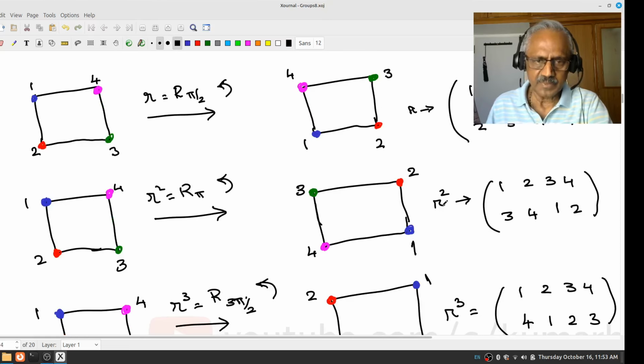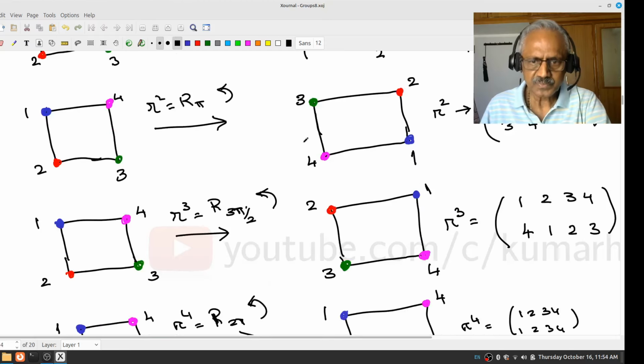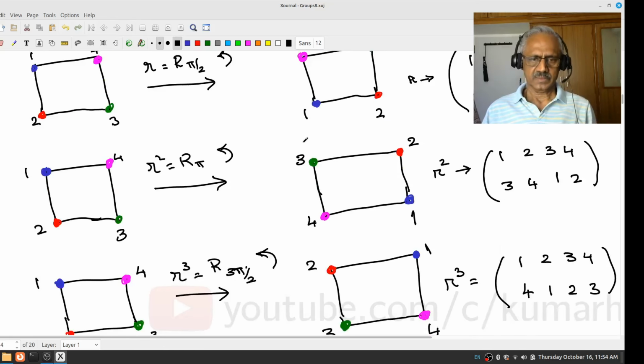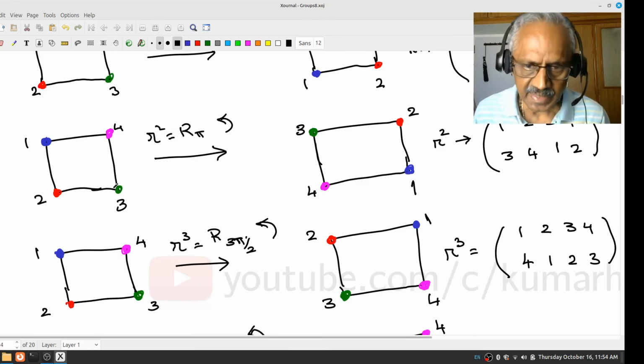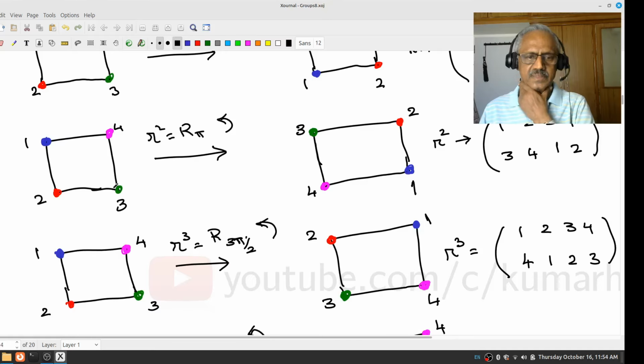You follow this twice. Once more rotating in the anti-clockwise direction by pi by 2, this 1 goes to 2 here, this 2 goes to 3 here, and this 3 goes to 4 and 4 goes to 1. Have you understood this? So 1 goes to 2 and 2 goes to 3, I'm just rotating in the anti-clockwise direction. I hope I did it correctly.